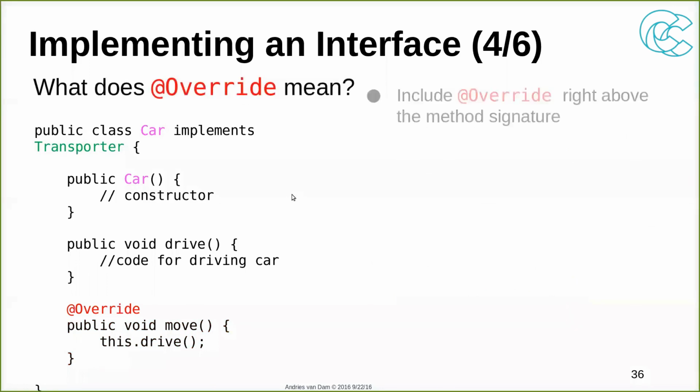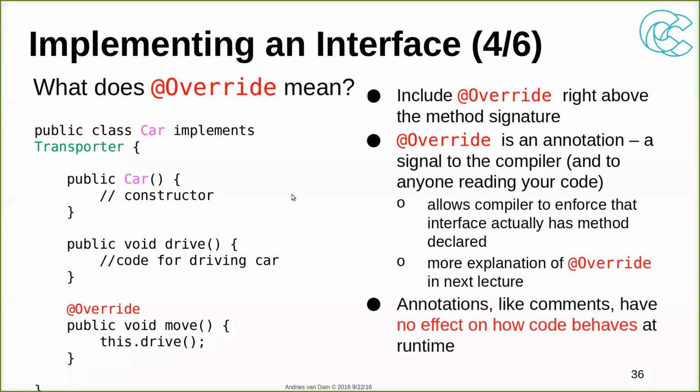So let's move ahead. We already discussed this. An override, like I said, is just a signal to the compiler in this case, and we also discussed the other case: anyone reading your code. If I go over the code and notice this override, I'll immediately get to know that this was a method declared in this interface, and drive, for example, is a method that belongs to Car.